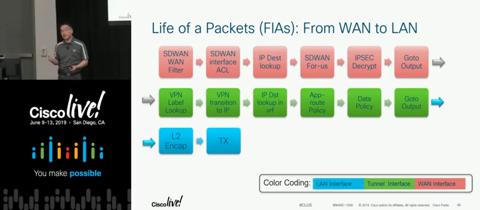Then on the LAN interface, add a layer 2 encap, and execute the queuing policy on the TX.